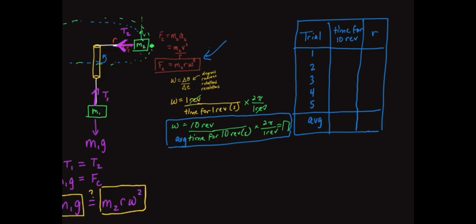Well, when you calculate those values, they probably won't be identical. So how do we determine how similar or dissimilar they are? Well, you're going to calculate the percent difference. And once you do that, then you'll write a conclusion.